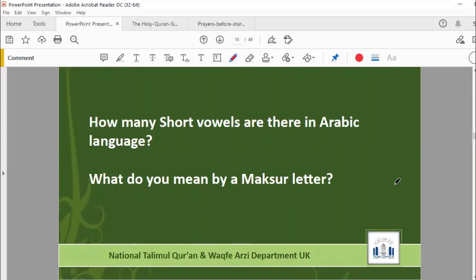Excellent. And then the second question. What do you mean by Maksur letter? The letter which has a Kasra on it is called a Maksur letter. Okay.